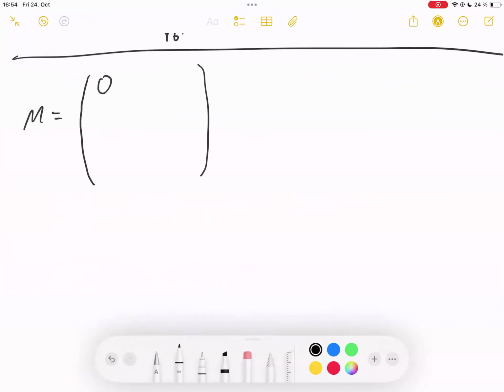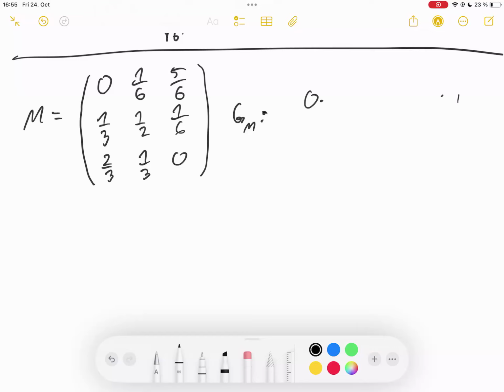So we have a matrix which is doubly stochastic, say 0, 1/6, 5/6, and 1/3, a half, and 1/6, 2/3, 1/3, and 0. And we can try to visualize this graph of M, which we have position 0, position 1, position 2. We can just put in these transitions.